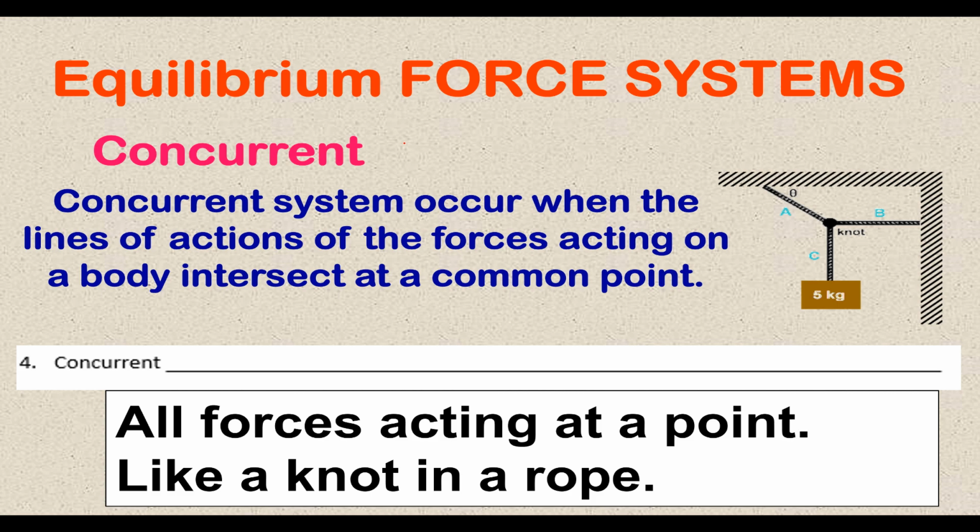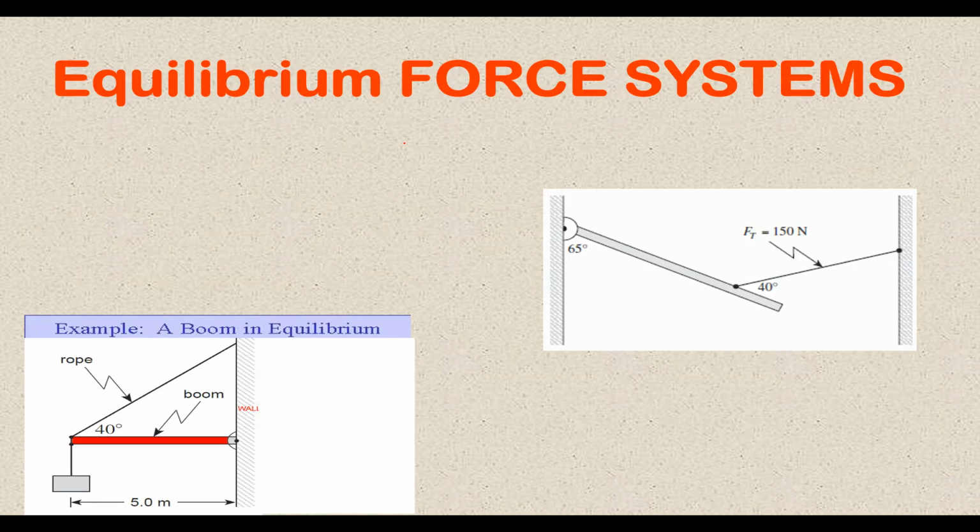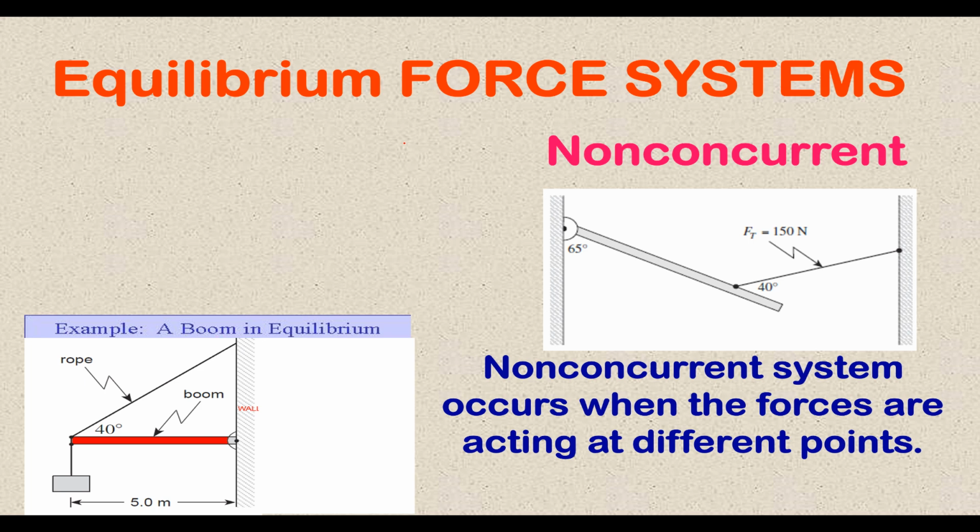All forces acting at a point, like a rope and a knot. Non-concurrent. Oh, whatever. Coming right up. Non-concurrent systems, when forces are acting at different points.